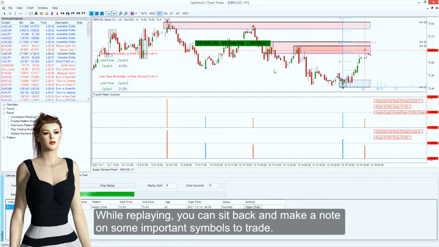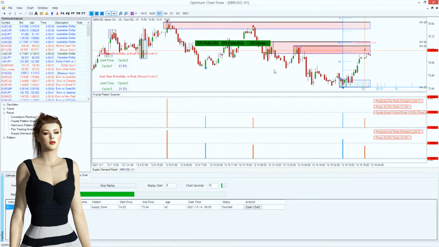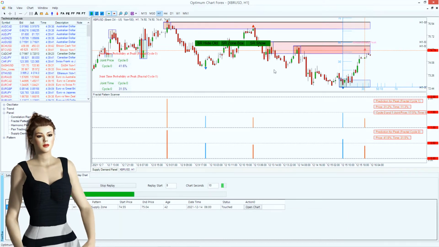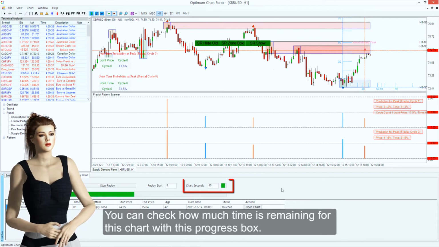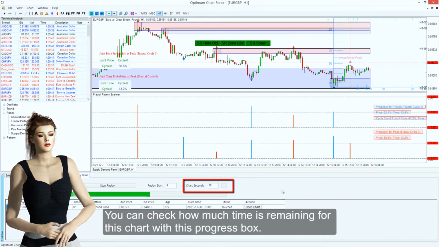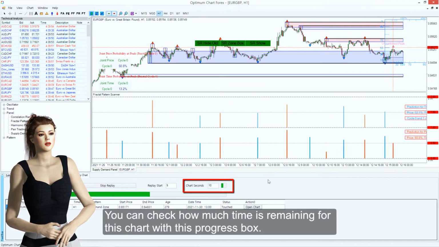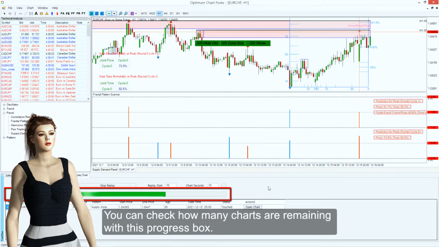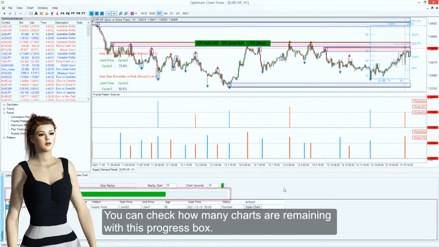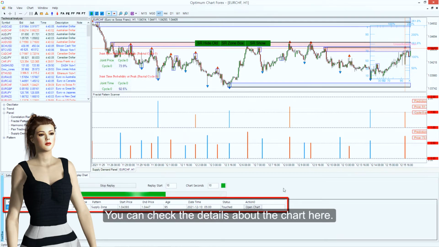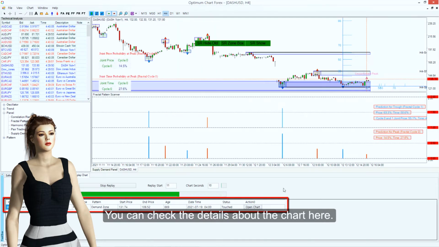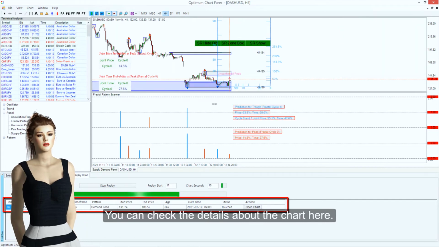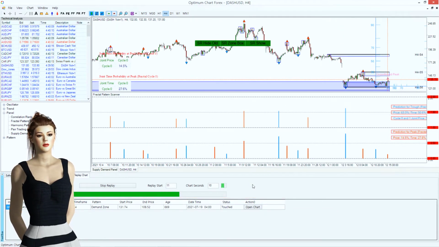While replaying, you can sit back and make a note on some important symbols to trade. You can check how much time is remaining for this chart with this progress box. You can check how many charts are remaining with this progress box. You can check the details about the chart here.